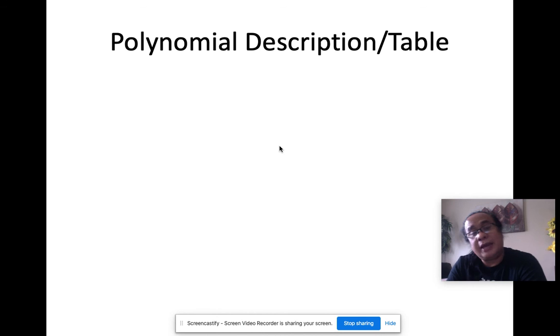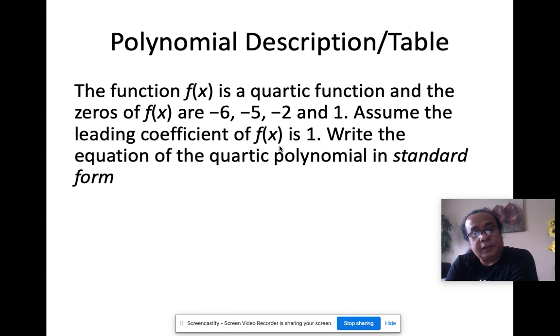Now, sometimes, aside from the graph, they simply present it to you as a table or even a description. Okay, let's have an example. Now, the function f of x is a quartic function, and the zeros of f of x are -6, -5, -2, and -1, and +1. Assume that the leading coefficient of f of x is 1. Write the equation of the quartic polynomial in standard form.